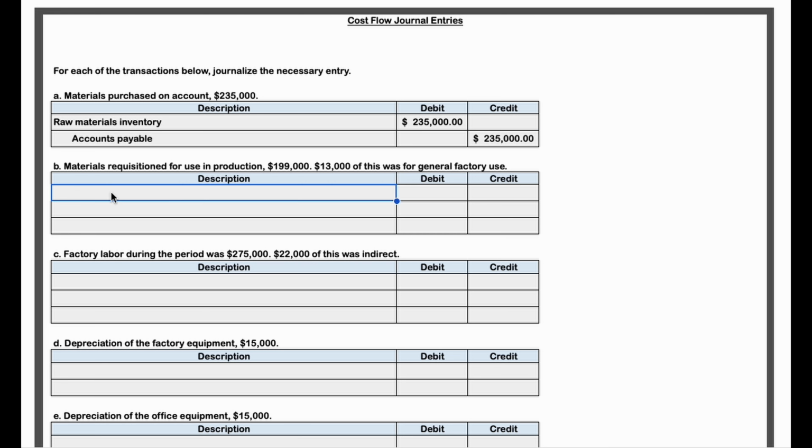Materials requisitioned for use in production. All right, let's take a second on this one and talk about what requisition means. So in the production process, our production manager is going to go ahead and put in a request to our storeroom, which is where our raw materials are going to be kept, for the amount of materials they need to start their next production run. That request is called a requisition.